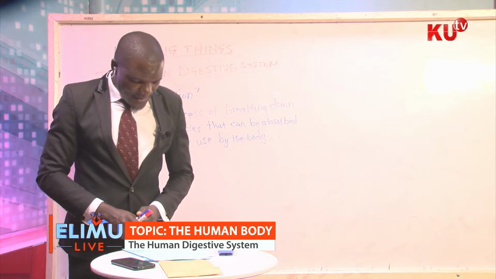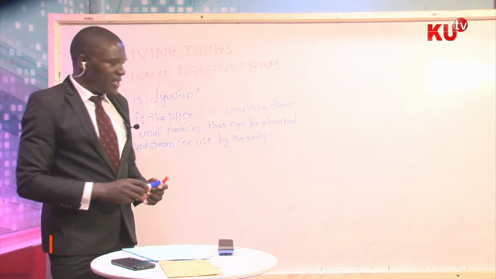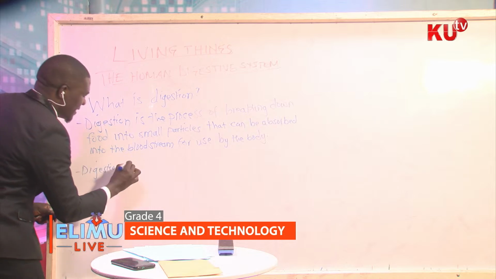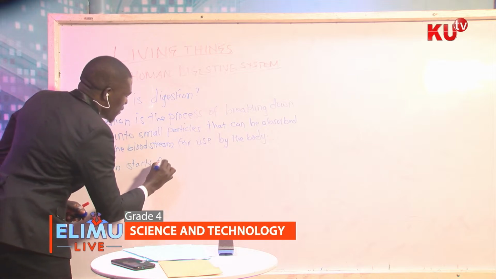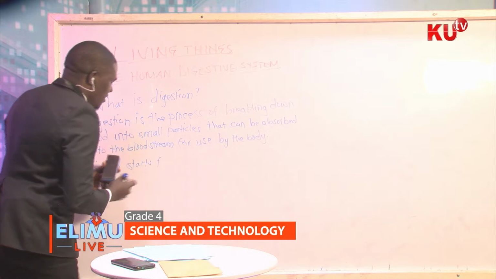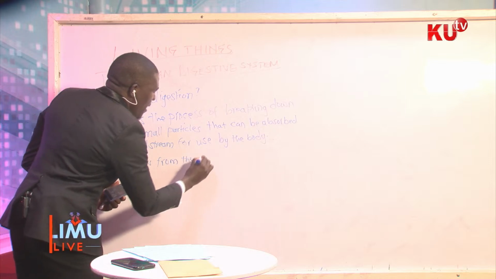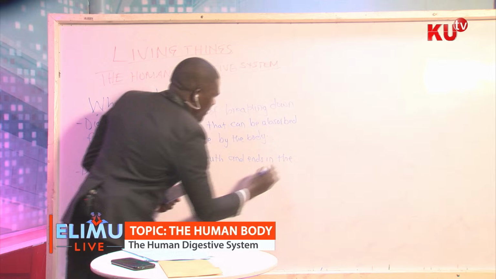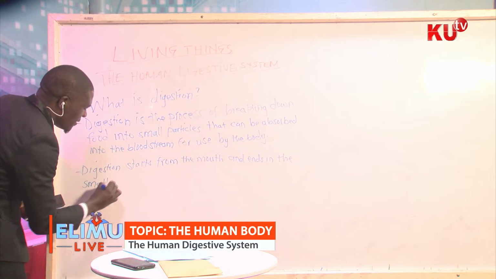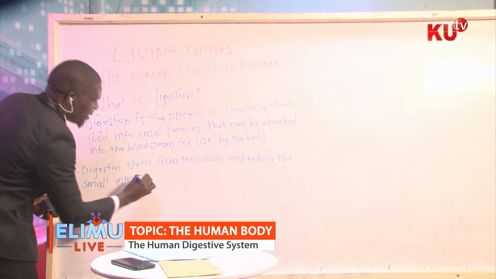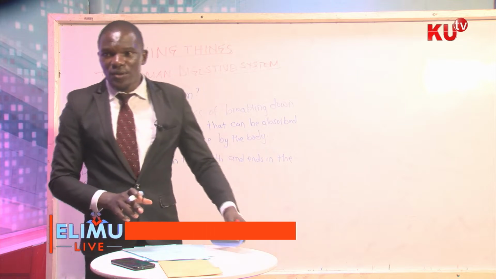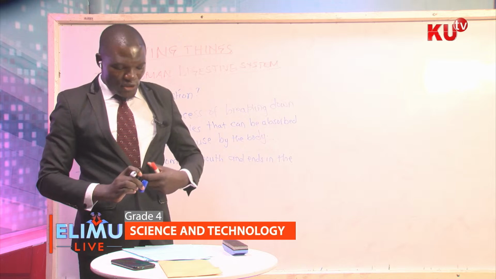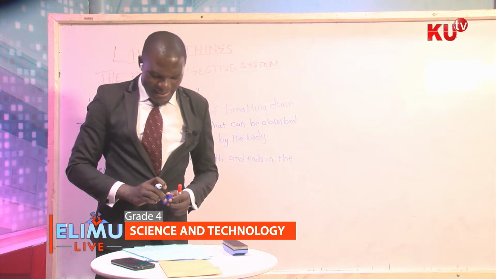We can proceed by saying digestion starts in the mouth and ends in the small intestine. Point number 2 you have to know is that when we eat our food, digestion starts from the mouth and ends in the small intestine. So whenever you eat your food, it starts from the mouth, then it goes down to the stomach, then digestion ends in the small intestine.